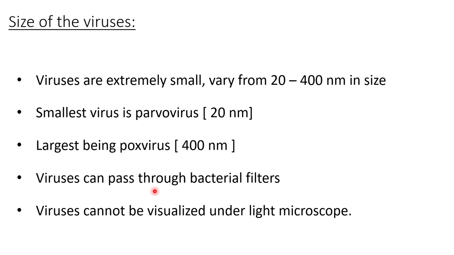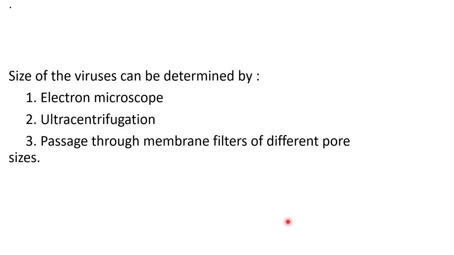Since the viruses measure in nanometers, we cannot visualize these viruses under a light microscope or compound microscope. As we observe the bacteria under a light microscope, we cannot observe the viruses under a light microscope since they are extremely small. So how to observe these viruses? We can use an electron microscope to visualize the viruses, or ultracentrifugation, or we can use membrane filters of different pore size. According to the size of the viruses, we can isolate the different viruses.